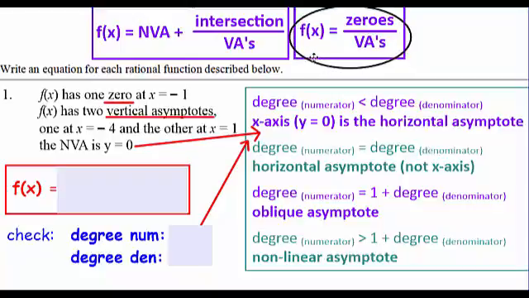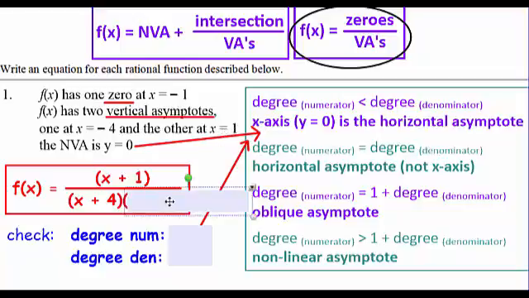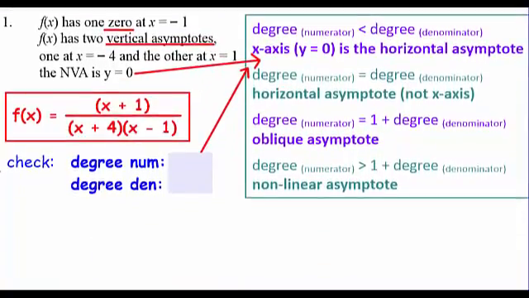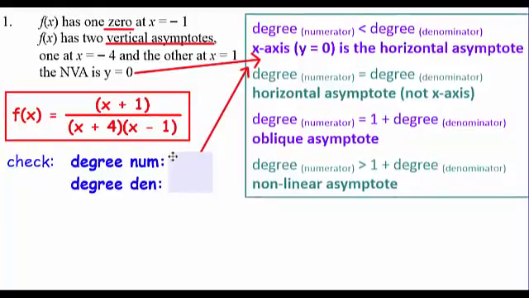Okay, so we have exactly 1, 0 at x equals -1, so that's going to be your numerator. And so this is just saying here's the form. So x plus 1 for the numerator, and then 2 vertical asymptotes, and then here we go. x is -4, and the other at x is 1, so x minus 1. So then what we're doing with this whole, the NVA is y equals 0, is let's test it out. Here, the degree of the numerator is x. The degree of the denominator is x squared.